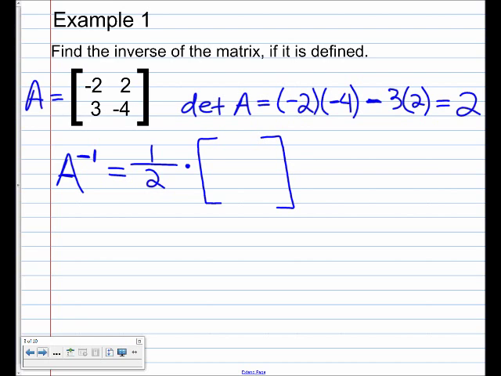So again, my -2 and -4, what's going to happen with those guys? Very good. They're going to switch places. What about for this 3 and 2? What's going to happen to them? Are they going to switch places? No, they're going to switch signs. They're both positive, so they're going to become both negative.